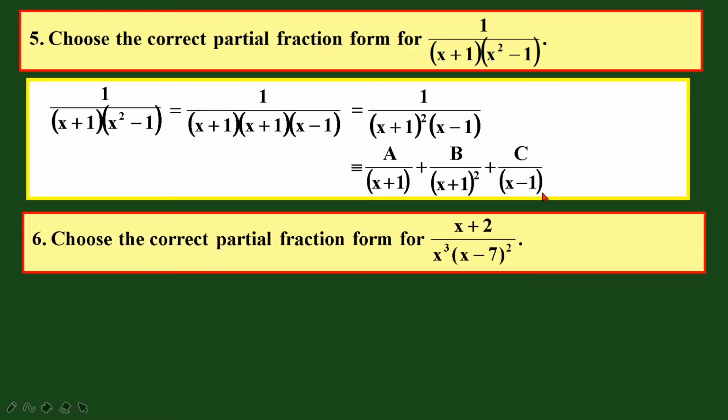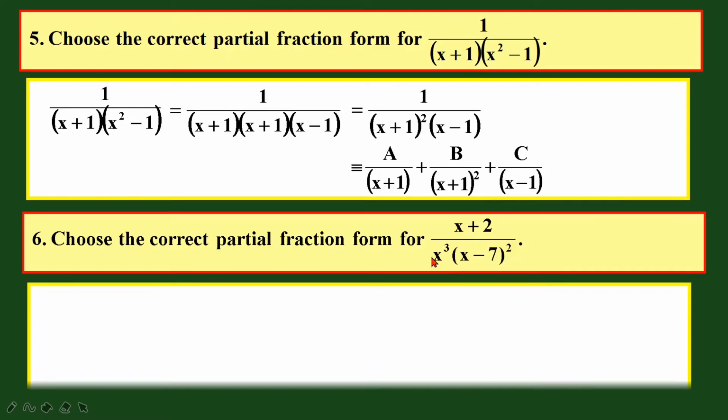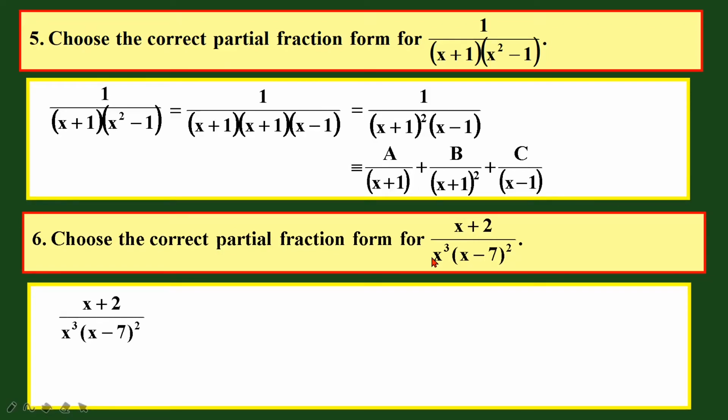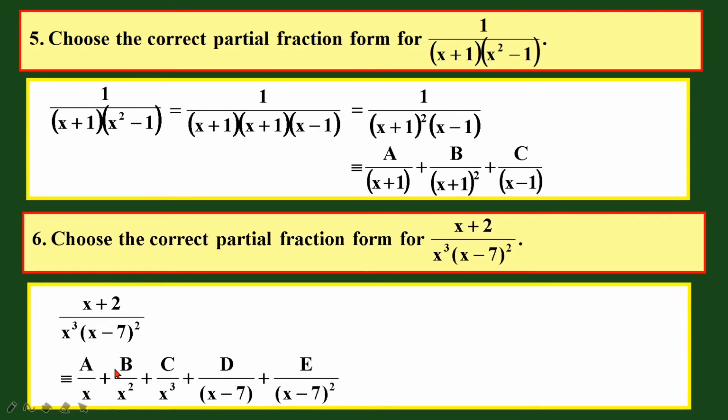Now in the sixth question here, let's check it out. I have x to the power of 3 and then I have x minus 7 squared. So I know there is a linear repetition here. But how about x to the power of 3? For a case like this, we need to repeat x 3 times. Check it out: A over x, B over x squared, and C over x cubed. You will treat this x like a repetition.